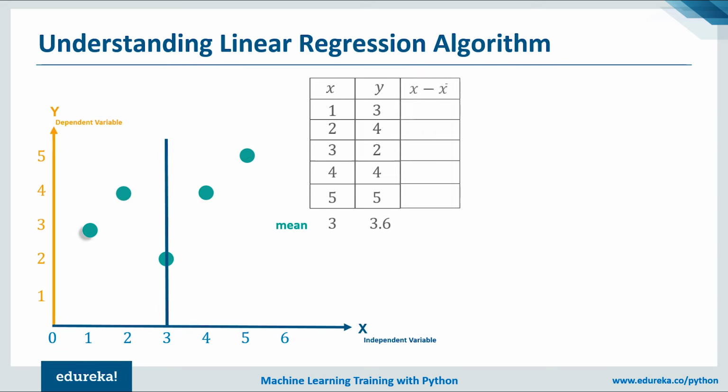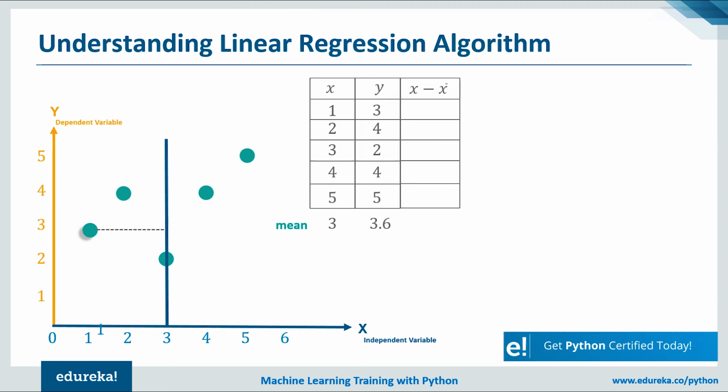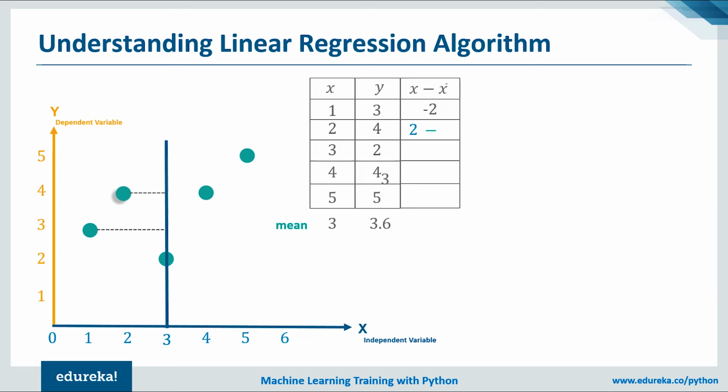All right. So moving on ahead, as a part of the formula, we'll calculate x minus x bar. So we have x as 1 minus x bar as 3, so 1 minus 3 is minus 2. Next we have x equals 2 minus its mean 3, that is minus 1. Similarly, we have 3 minus 3 is 0, 4 minus 3 is 1, and 5 minus 3 is 2. All right.